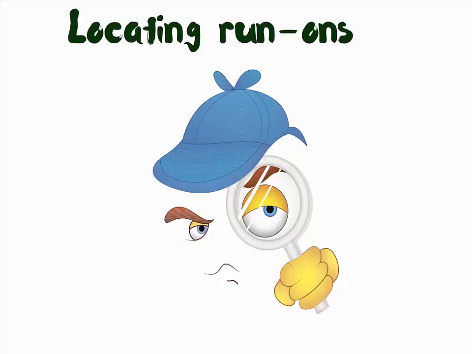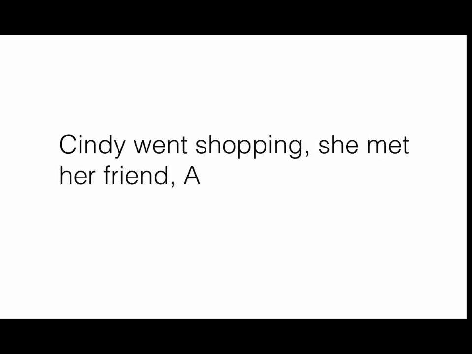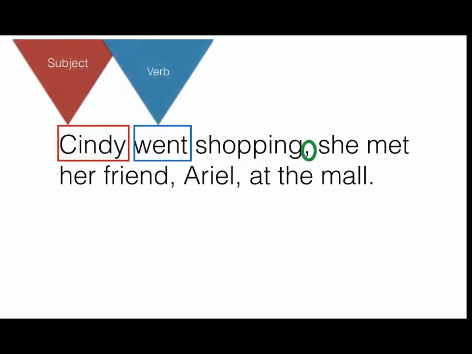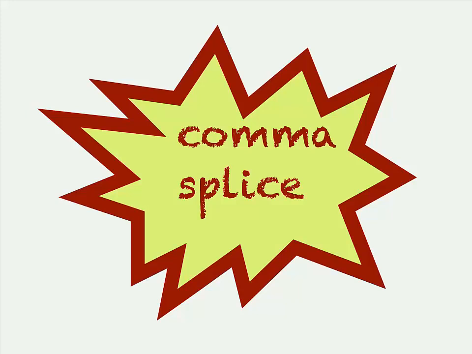But wait, there's another type of run-on, the comma splice. Let's look at an example of a comma splice. We have what looks like a sentence, but we read and see a subject, Cindy, and a verb, walked. As we continue, we spot a comma before another subject, she, and another verb, met. This makes a comma splice.